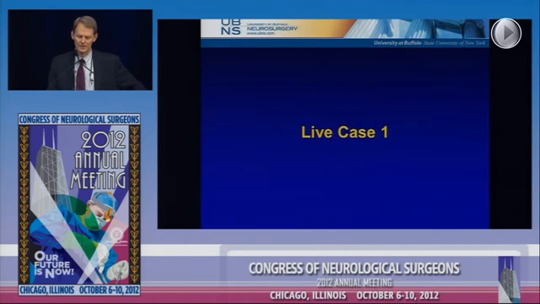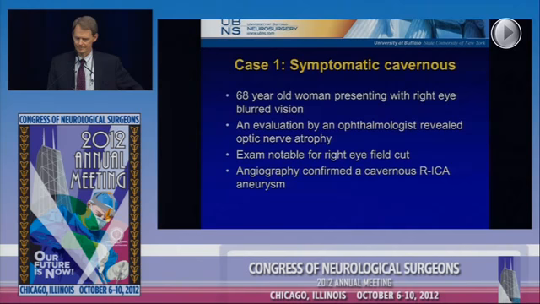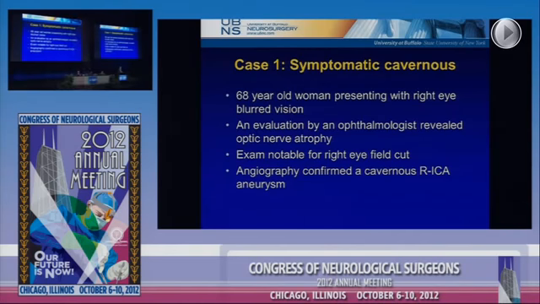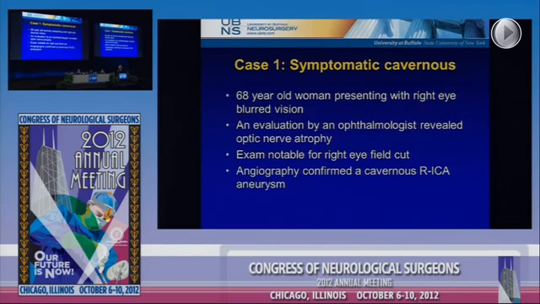And Elad, you want to take it away? Sure. So this first case is a 68-year-old woman presenting with right eye blurred vision. She went to an ophthalmologist and eventually was found to have a greater than 1 centimeter cavernous aneurysm. This aneurysm was causing optic nerve atrophy with her field cut and was also causing compression of some of the nerves running through the cavernous sinus. We typically don't treat cavernous aneurysms, but clearly this one was symptomatic and this woman was deteriorating.